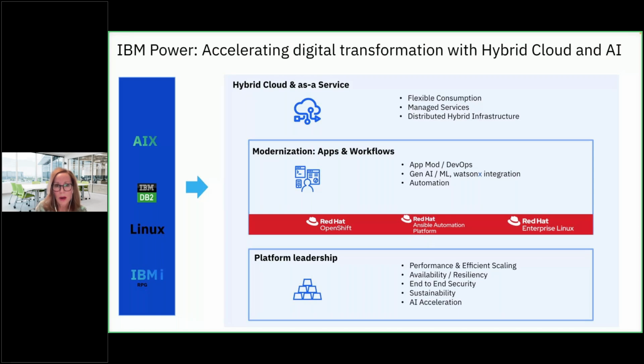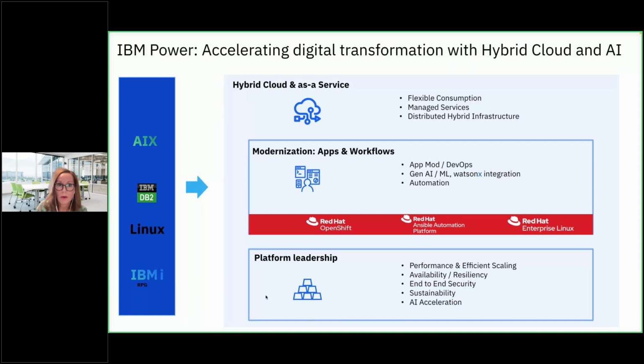So we strive with every generation of server that we release into the market on platform leadership. And I'll talk about this in a moment because for those of you who are not familiar with the platform, this is an area where we excel and we continue to improve with every generation. And it's also why so many customers around the world, so many organizations around the world, run their mission critical workloads on Power.